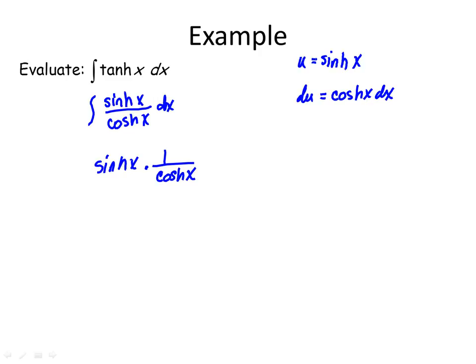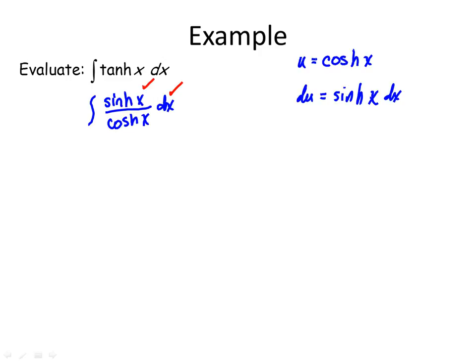Well, let's try to use cosine. If u is hyperbolic cosine, what is du? Hyperbolic sine dx? Is that what we have? Yes. That's exactly what we have. So this is going to turn into the integral of what? 1 over u du. Cal one time. What is the integral of 1 over u du?